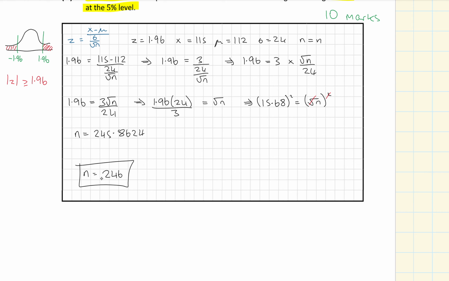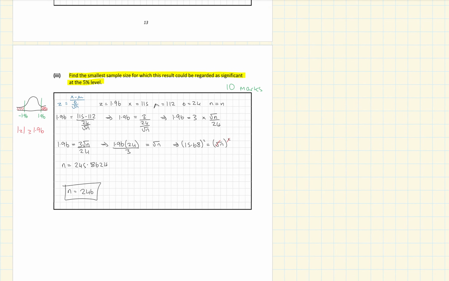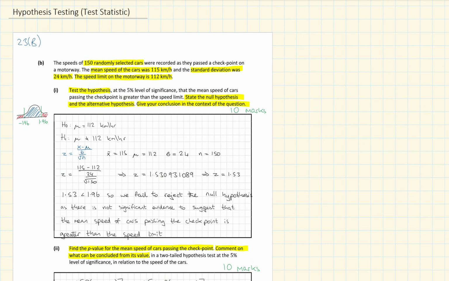A quick way to test that would be to sub back into your test statistic formula. So we would have 115 minus 112 over your standard deviation of 24 divided by root 246, which will give me back 1.9605 and so on, which is slightly above 1.96. So we would be in the critical region, so we'd be saying the result is significant. Okay, so that question is done for 30 marks. Hypothesis testing using the test statistic approach.